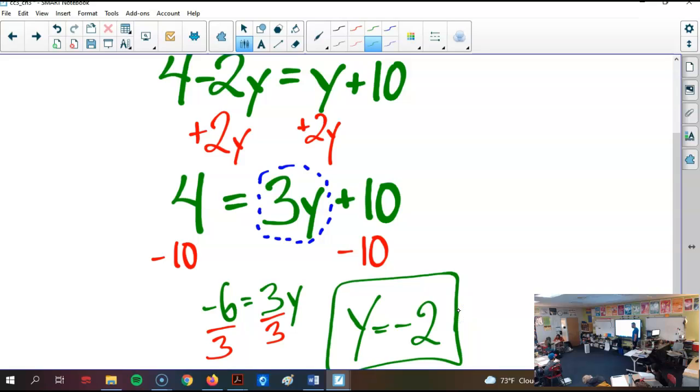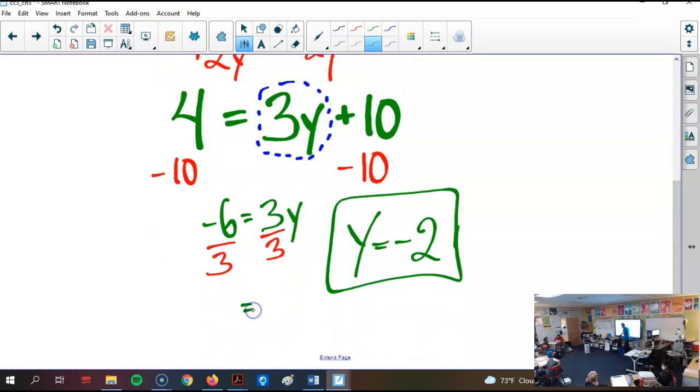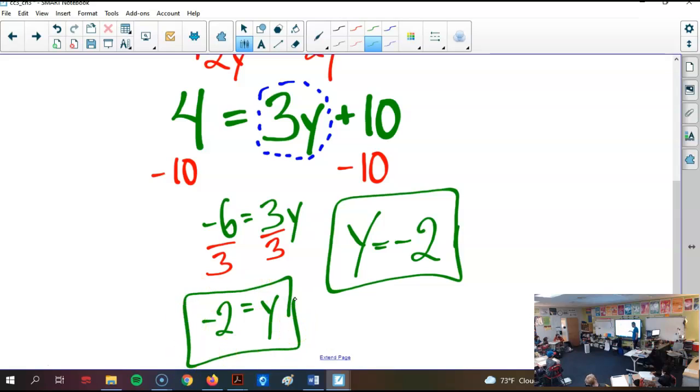Actually, does it matter how I write my answer? Not really. I mean, you're right. But is this different than this? Not really. When I go to write my answer, I normally put the variable first. Technically, yes. It's just nicer. Like, I got negative y equals 2.